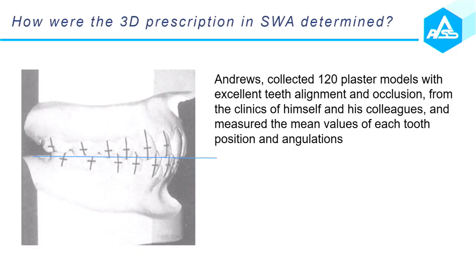Okay, let's review how straight wire brackets prescribe the slots. Dr. Andrews collected 120 plaster models with excellent teeth alignment and occlusion from the clinics of himself and his colleagues, and measured the mean value of each tooth position and angulation. He used this data to prescribe the first set of straight wire brackets.